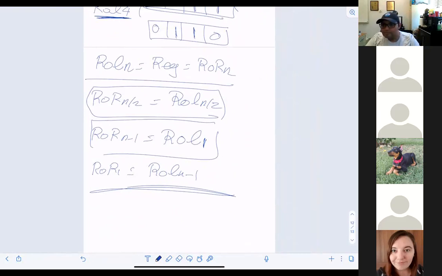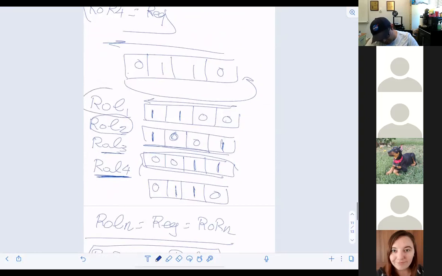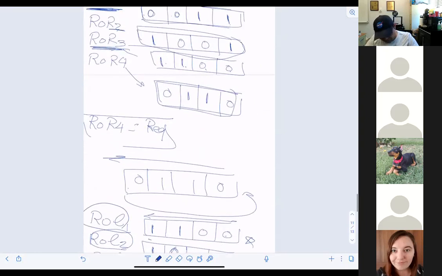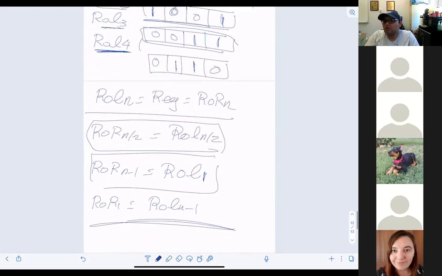I'm just trying to figure out the last two. N minus 1. You know, rotation left 1 is what? 12, right? Rotation right 3 is what? 12. Make sense? So instead of saying 4 or 6 or 8, I just make it n.